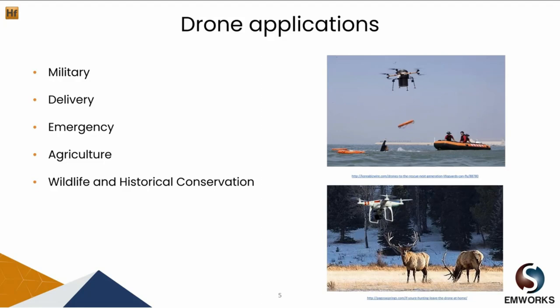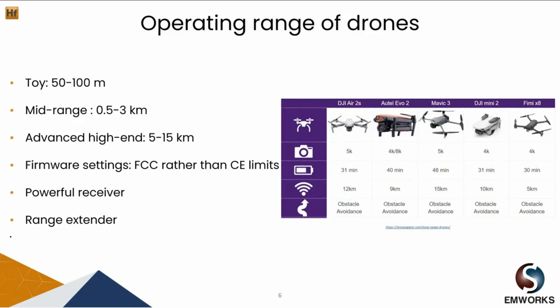So now let's look at the operating range of drones. How far a drone can fly from the controller while still maintaining good signal is called the drone range. A toy drone may have a range of about 50 to 100 meters, while mid-level consumer drones will typically have a range of about 100 meters to 3 kilometers. High-end consumer drones can have a range of about 5 to 15 kilometers. On the right, we have a table that illustrates operating range of different commercial drones. We can observe from the table that the drones have an average flying time of about 30 minutes.